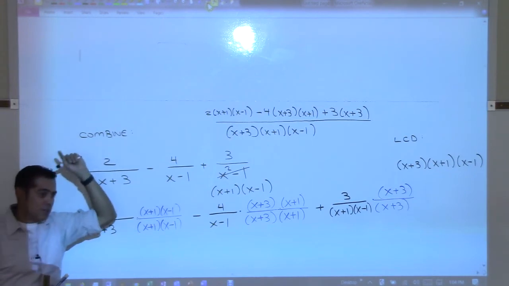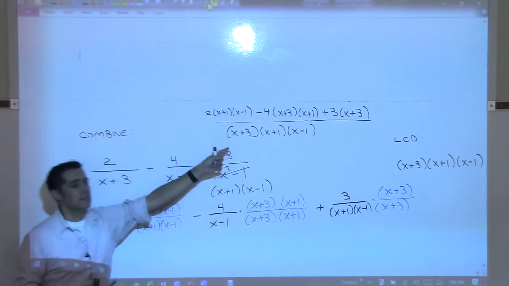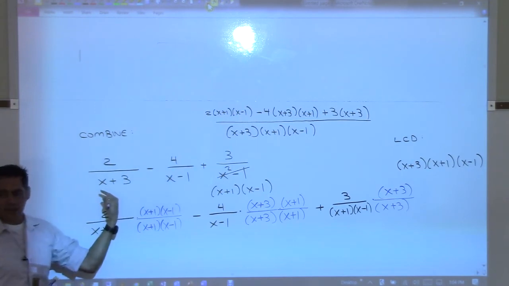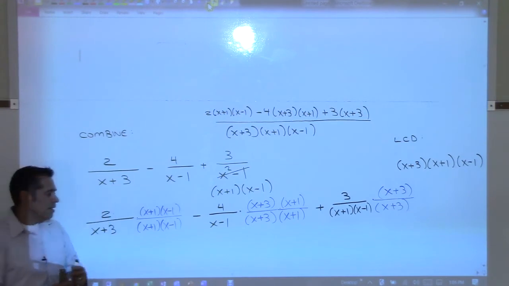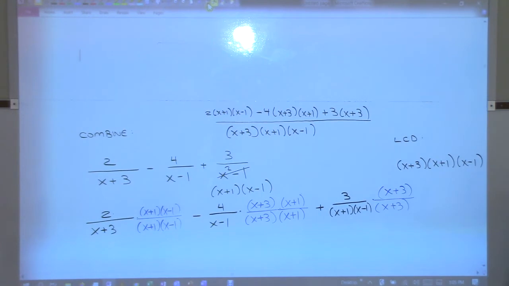Partial fraction decomposition is what? Going backwards. It's actually going from that back to this. So that's what you do in pre-cal, college algebra. We will be doing that today, and I'll try and remind you of how we went backwards as we go.